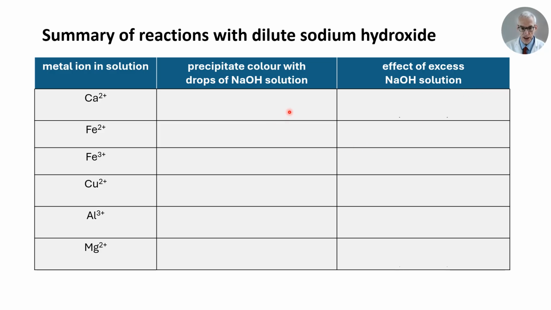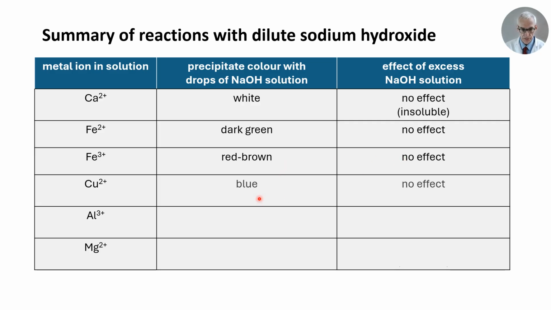Okay, so to reveal: for calcium, a white precipitate, there's no effect of excess sodium hydroxide, it's insoluble. Fe2+, iron 2, dark green, insoluble. Fe3+, red-brown, insoluble. Copper 2+, blue, no effect, insoluble. Aluminium, a white precipitate once again, but this dissolves to form a colourless solution. Magnesium 2+ ions form a white precipitate, but this precipitate is insoluble. So there are 2 insoluble white precipitates, 1 soluble white precipitate, and then these distinctive colours.